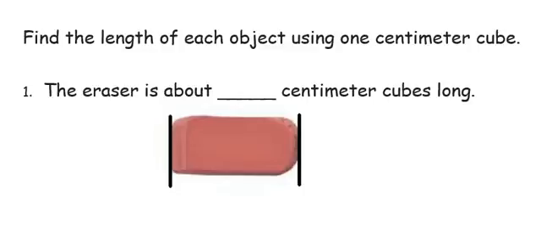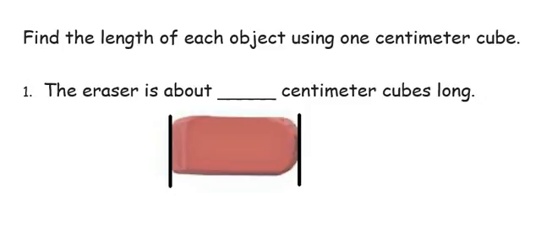This tutorial is for 2nd grade, Module 2, Lesson 2. In this lesson, we will continue measuring objects using concrete centimeter cubes. For example, the directions say find the length of each object using 1 centimeter cube. The eraser is about blank centimeter cubes long.